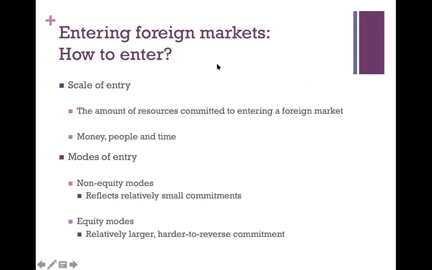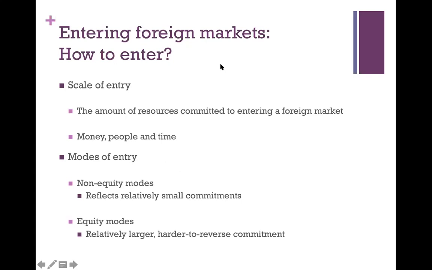All right. Now the next one is scale of entry. Scale of entry includes the amount of resources that we are committed to when entering foreign markets. That means money, people, and time. They are the basic resources that we have: money, people, and time. And modes of entry, this is the one that you need to include in your assessment as well.